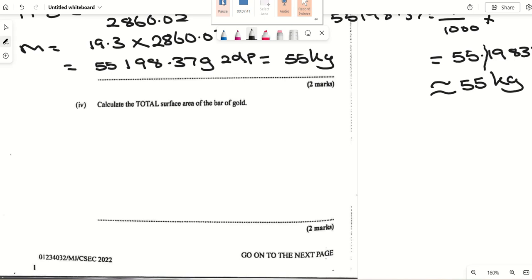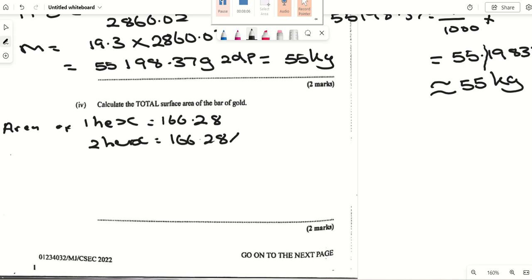Now they're telling you to find the total surface area of the bar of gold. We already know the area of your hexagon. That was in one of the first set of questions we did. We know that the area of one hex was 166.28. So 2 hexagons would be 166.28 multiplied by 2, which equals 332.56 centimeters squared.